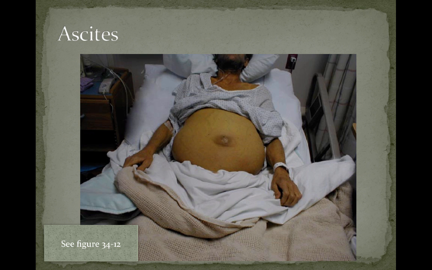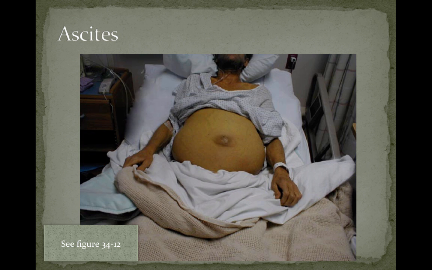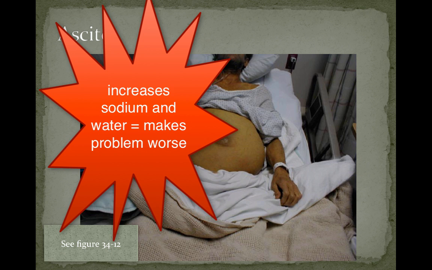They activate the renin-angiotensin-aldosterone system. You may remember that from anatomy and physiology. We'll talk more about that in cardiac when we talk about blood pressure. But that causes essentially an increase in sodium and water retention. This makes the problem worse, okay?